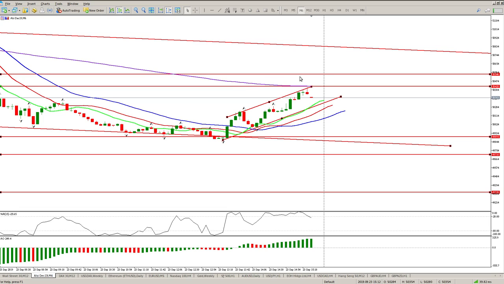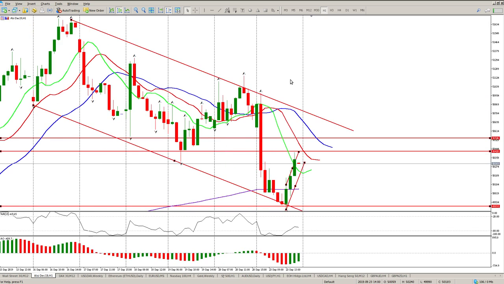Okay, but I wouldn't. So once we get back in this area, I wouldn't be trying to chase a short below the channel at the moment. Not until it's broken through and retested. Okay, so long off the bottom of the channel, short off the top of the channel. That's pretty much what we're looking for.